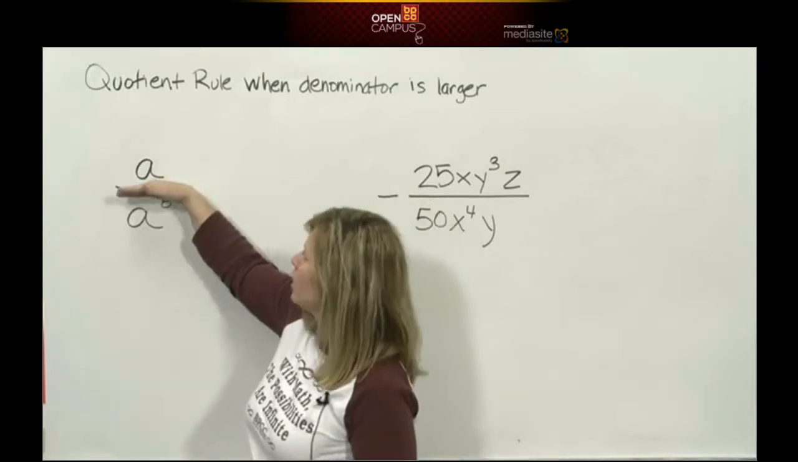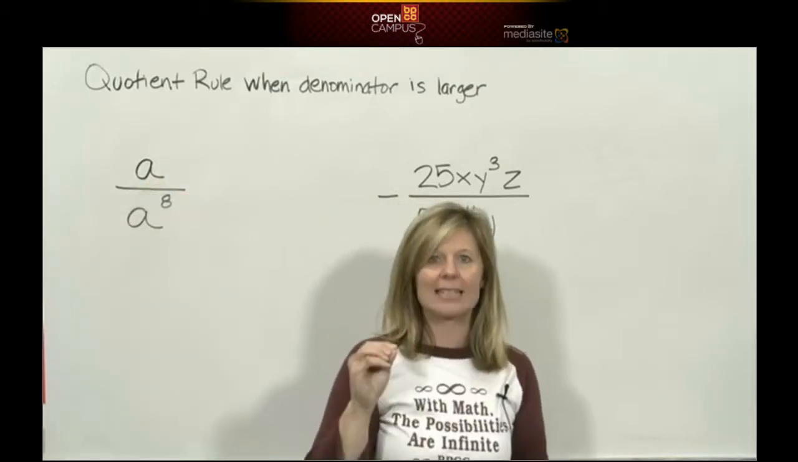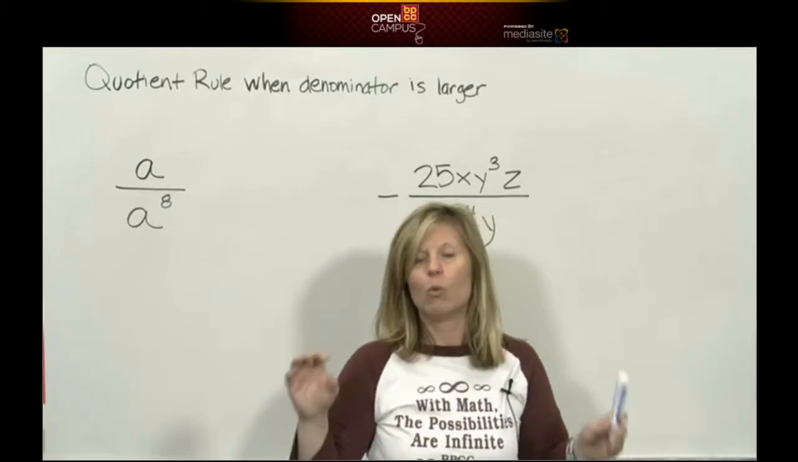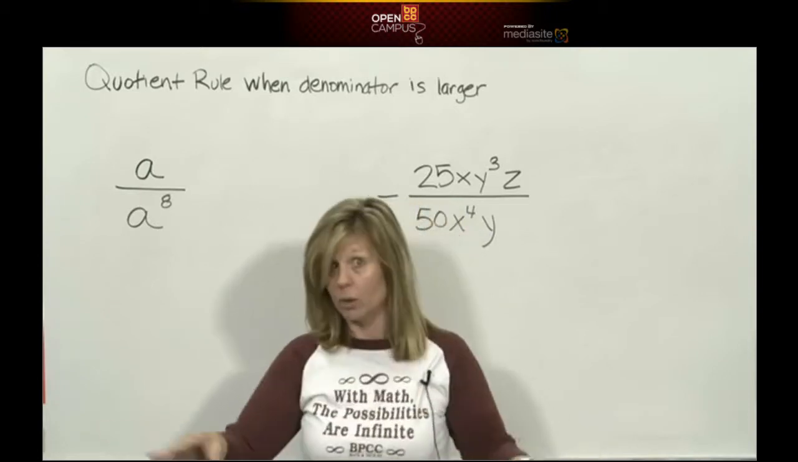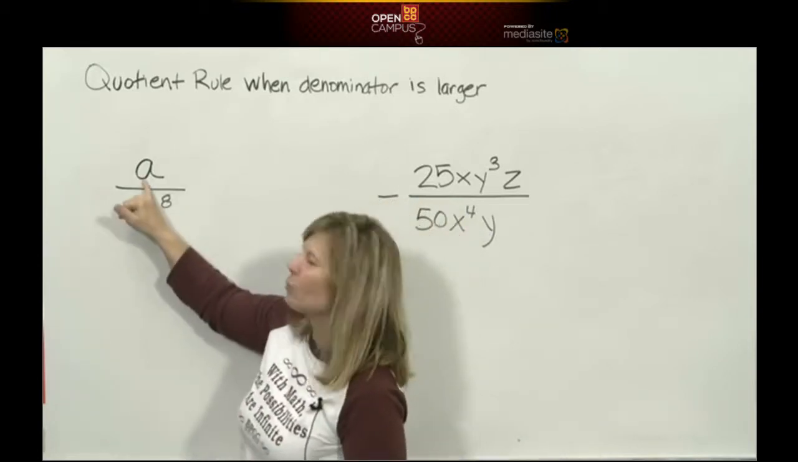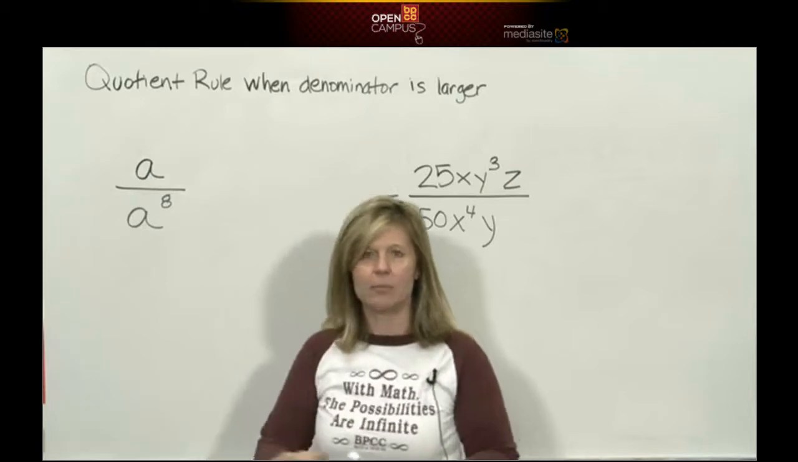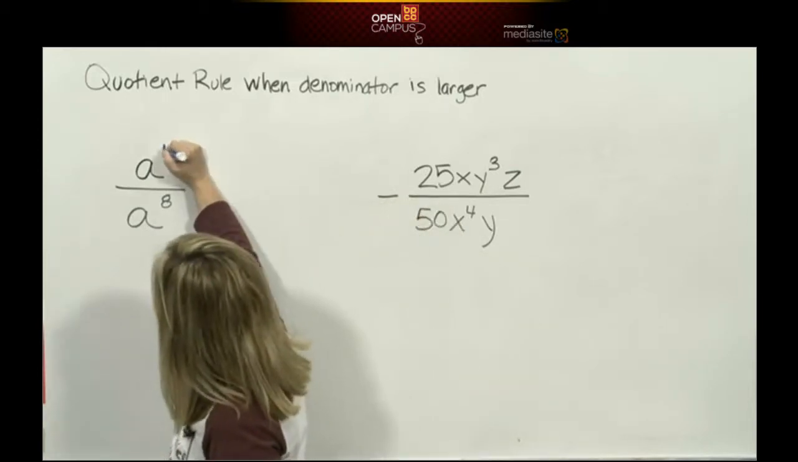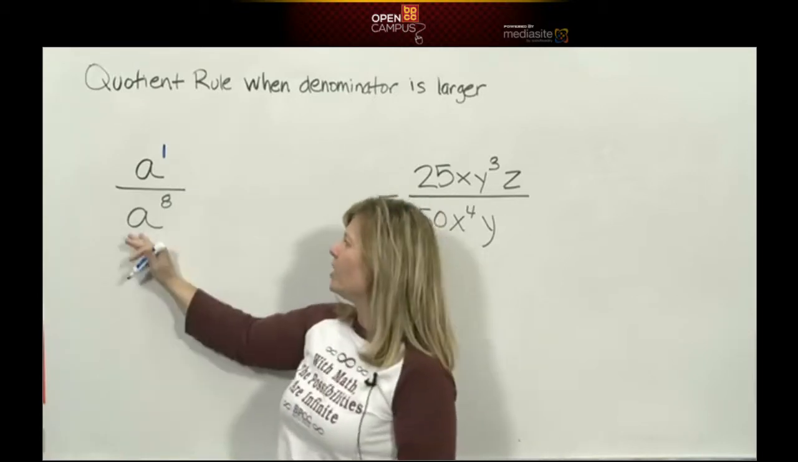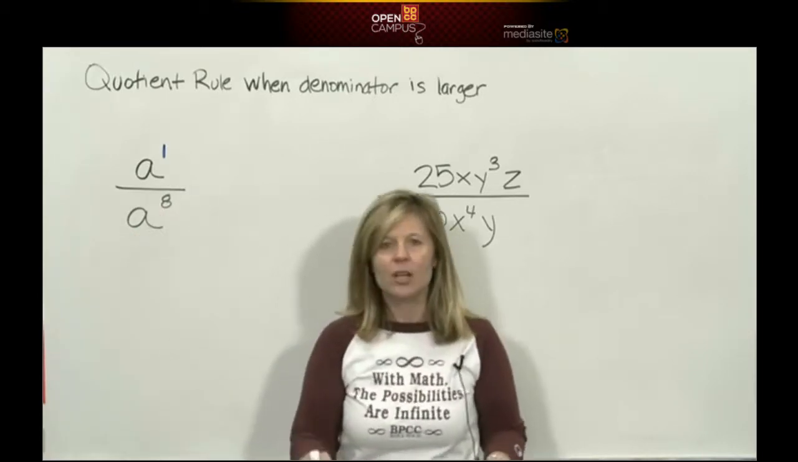Okay? So we know division means you subtract exponents. That's the rule. When you divide the same base, you subtract exponents. We know our base is the same because we have a letter A here and a letter A here. First thing I need to know is my exponents. This A has an understood exponent of 1. This A has an exponent of 8.